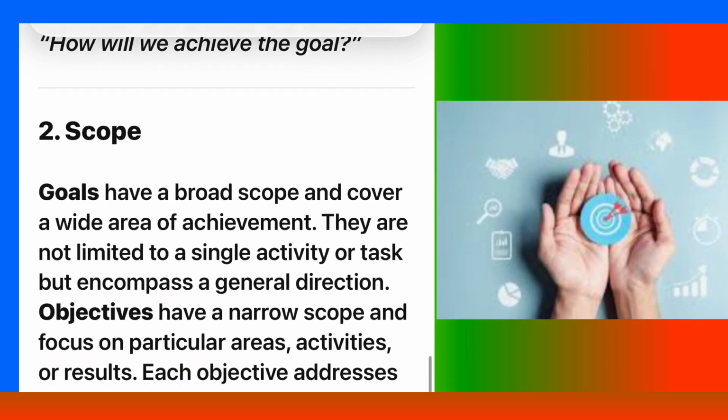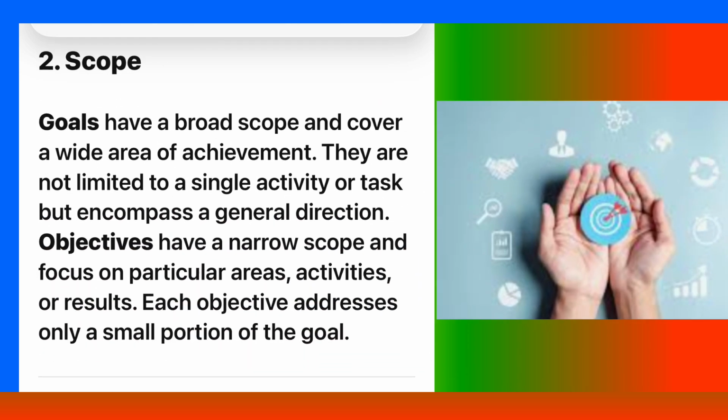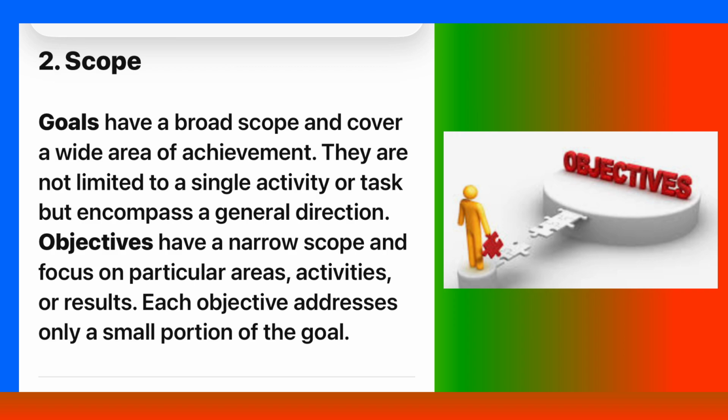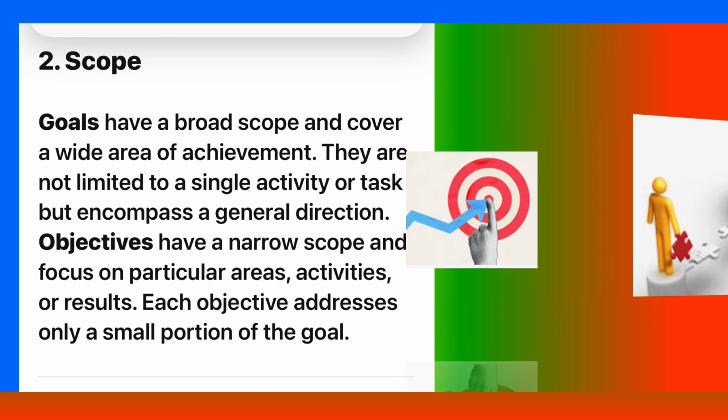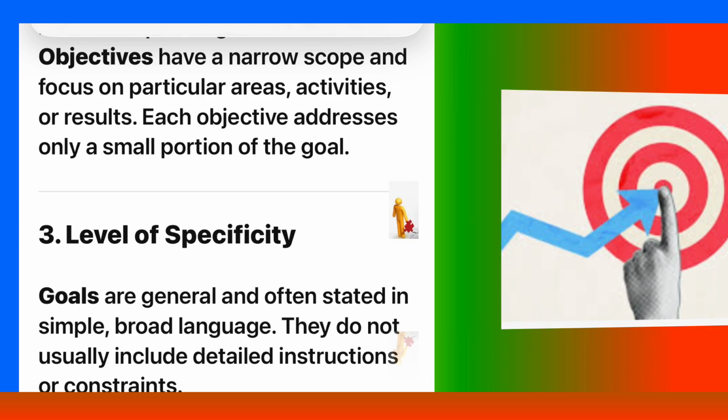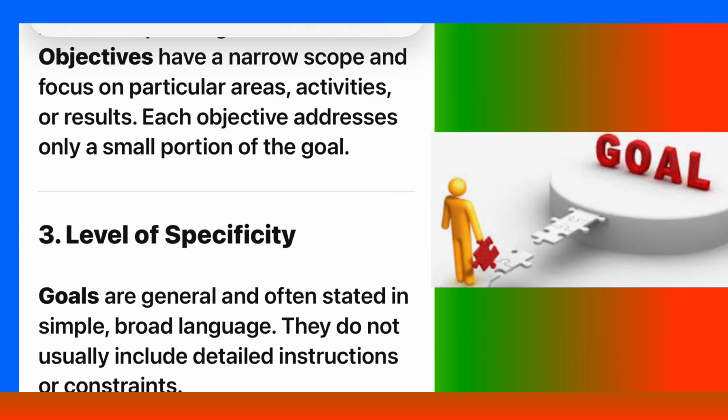2. Scope. Goals have a broad scope and cover a wide area of achievement. They are not limited to a single activity or task, but encompass a general direction. Objectives have a narrow scope and focus on particular areas, activities, or results. Each objective addresses only a small portion of the goal.